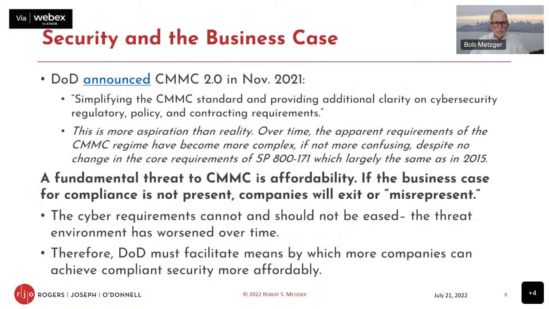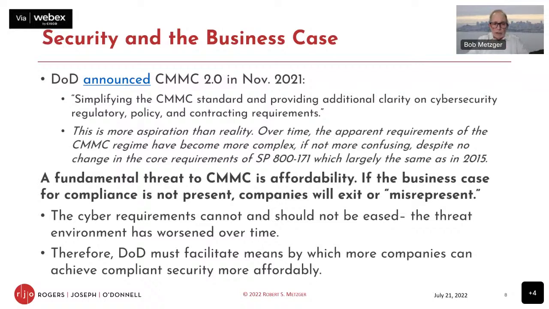I don't want to take too much time here, so I'll go through this pretty quickly. When DoD announced CMMC 2.0 in November 21, Jesse Salazar, who was then the head of industrial policy, said that an objective was to simplify the standard and provide additional clarity. I think that's more aspirational than reality. My sense is that the ecosystem has become more complex and seemingly more arduous with the passage of time. And we've been told by the government that this new rule package is quite large and complex. It is not going to make things simpler.